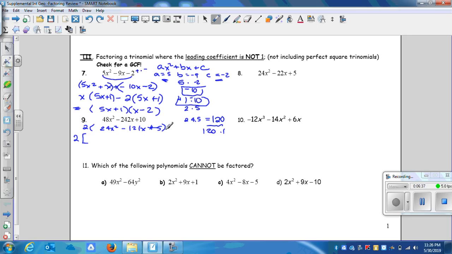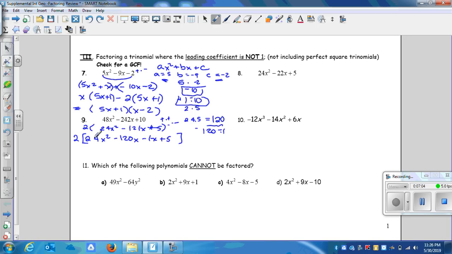1. Notice that your last term is positive, but your middle term is negative. This last term being positive can be made from positive times positive or negative times negative. Since my middle term is negative, I'm going to need both of these to be negative. So I'm going to split the middle term. So I still have 24x squared, but then I have minus 120x minus 1x plus 5, and then bracket.